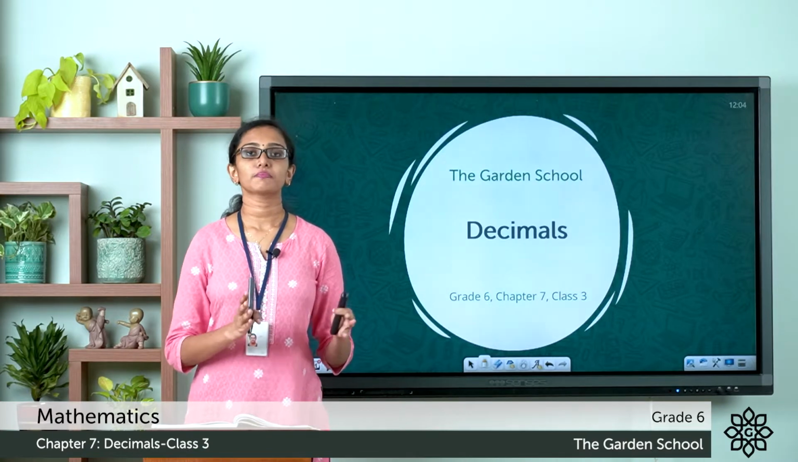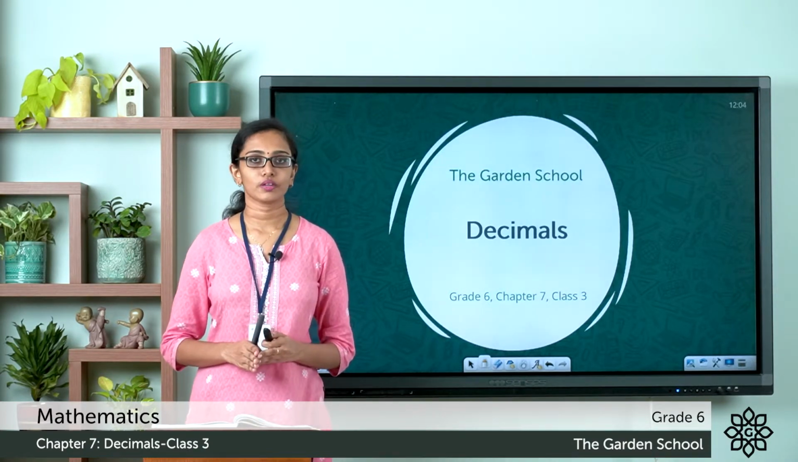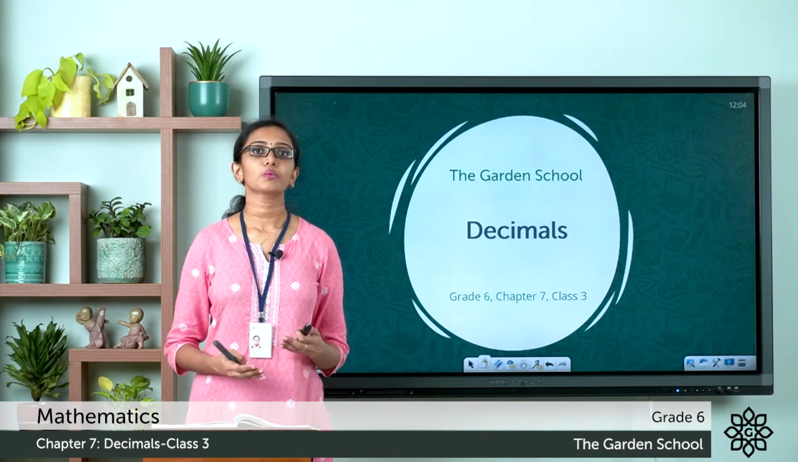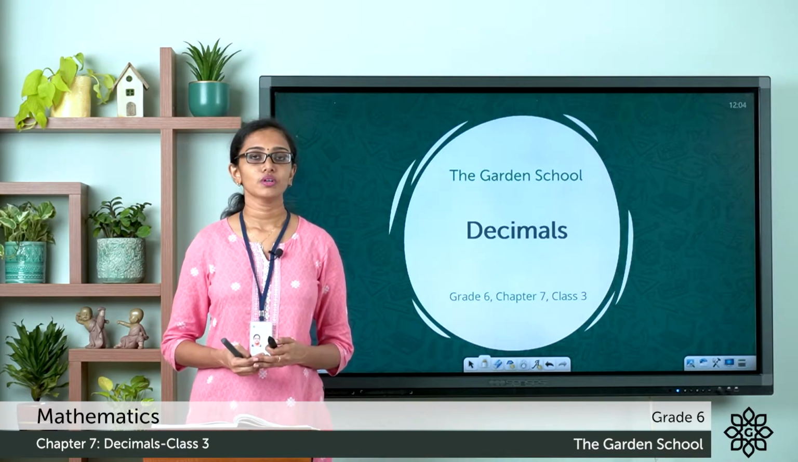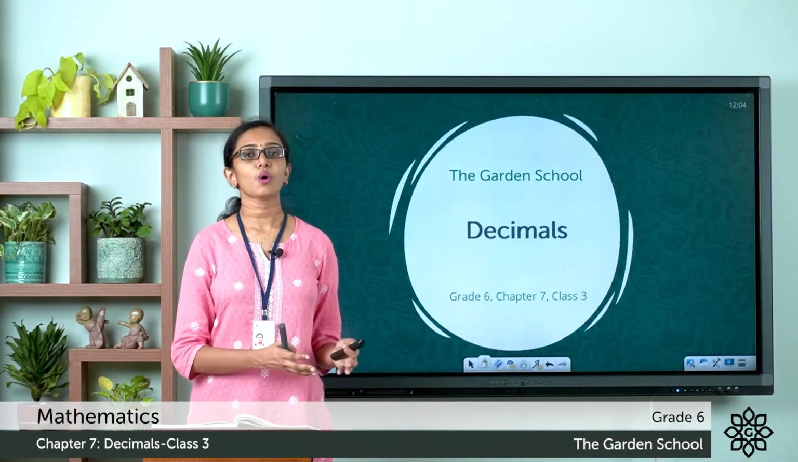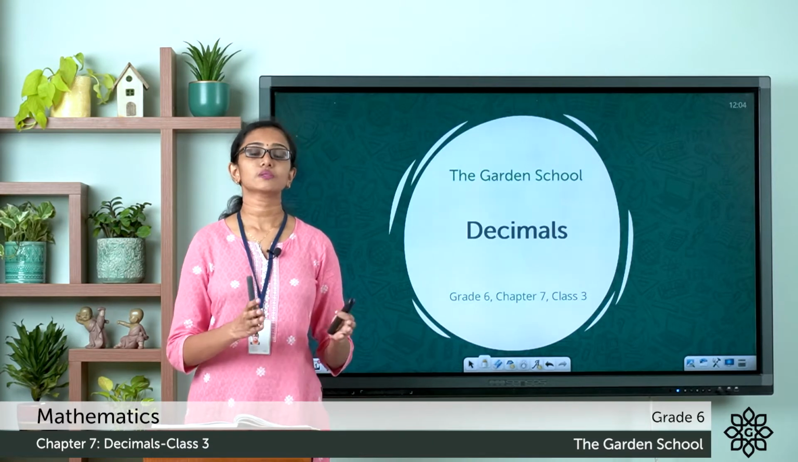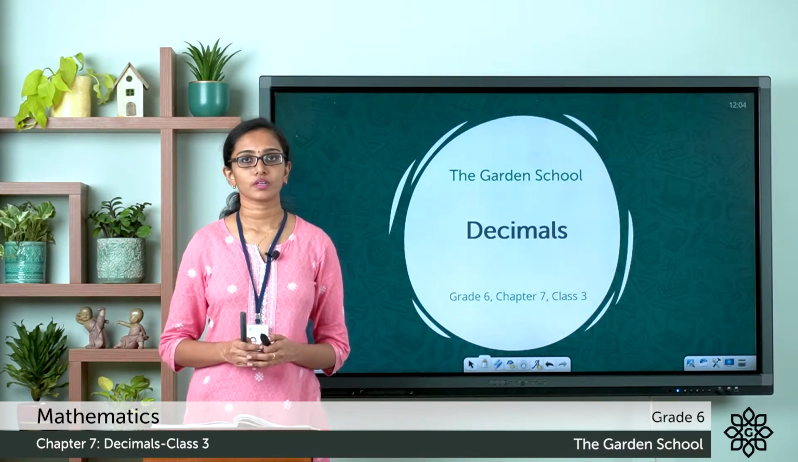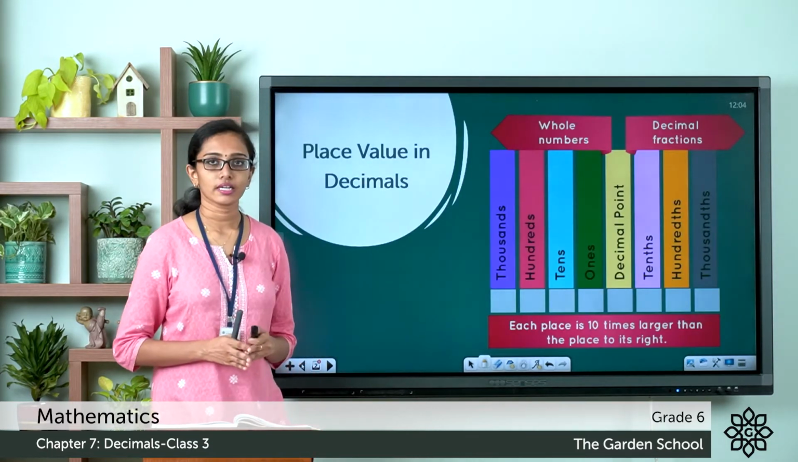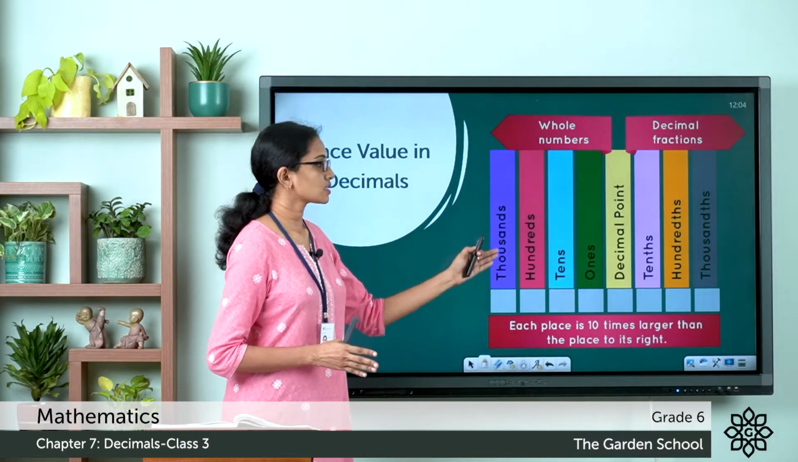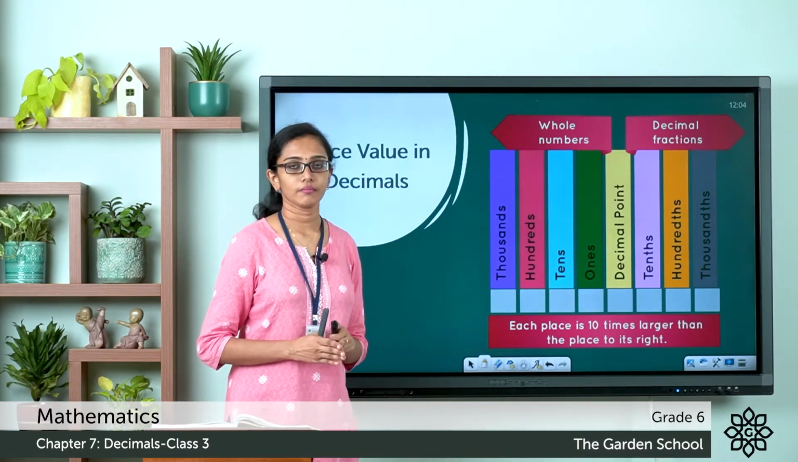Let's learn about the place value of decimal numbers today. We have already learned what we mean by place value. Place value means the value of a digit based on its position or place in a number. You see this place value chart here. This is the place value chart for decimal numbers.